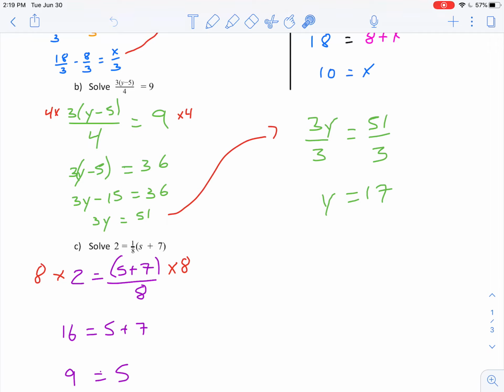Then I go ahead and use my distributive property. I distribute 3 into the bracket, becomes 3y minus 15 is equal to 36, and I continue to solve for y. 3y is equal to 51, 36 plus 15. 3y is equal to 51, divide by 3, I end up getting my y value of 17.